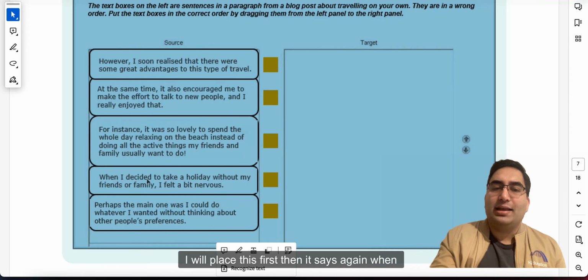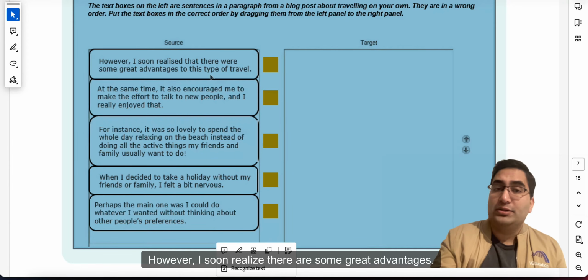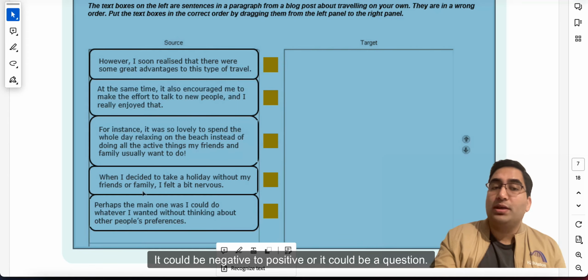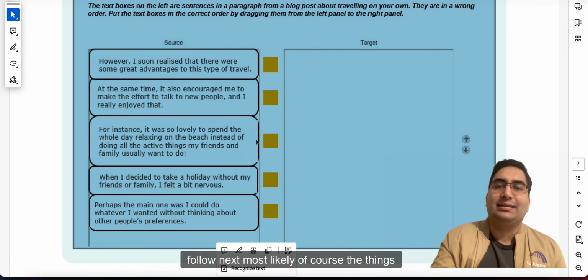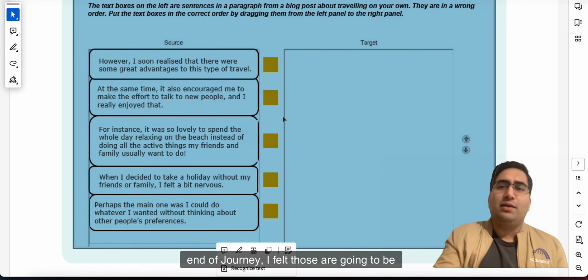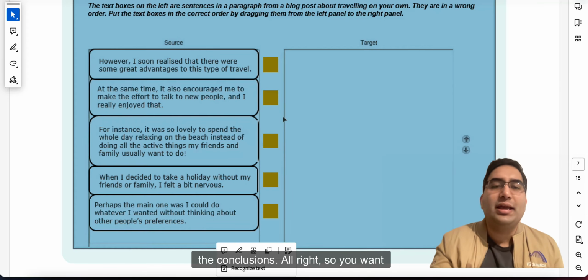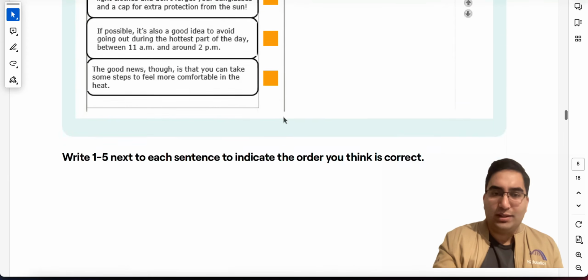Then it says, again, "when I decided to take a holiday without my friends or family, I felt a bit nervous." So what could follow that? It could be, "however, I soon realized there were some great advantages." It could be negative to positive, or it could be a question, perhaps "the main one was." So I would have to see the tone of each sentence and what would follow next most likely. Of course, the things that are conclusive, where the person says, okay, overall I felt this, or at the end of the journey I felt, those are going to be the conclusions. All right, so you want to reorder paragraphs here. This is a little difficult. It does take a lot of time as well.